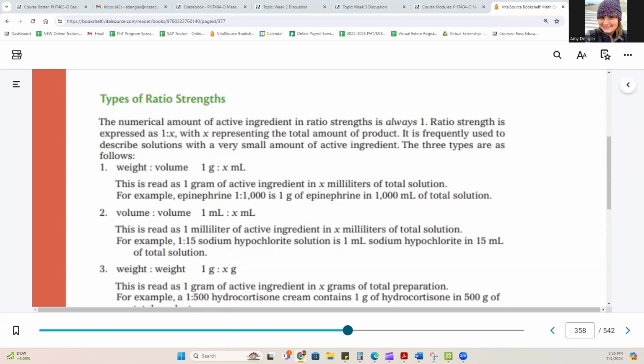The numerical amount of active ingredient in ratio strength is always 1. Ratio strength is expressed as 1:x, with x representing the total amount of the product. It is frequently used to describe solutions with a very small amount of active ingredient. The three types are as follows. Weight to volume, which is expressed as 1 gram per x ml. This is read as 1 gram of active ingredient in x milliliters of total solution. For example, epinephrine 1 to 1,000 is 1 gram of epinephrine in 1,000 milliliters of total solution.